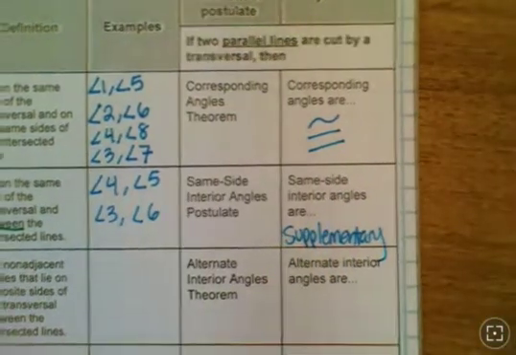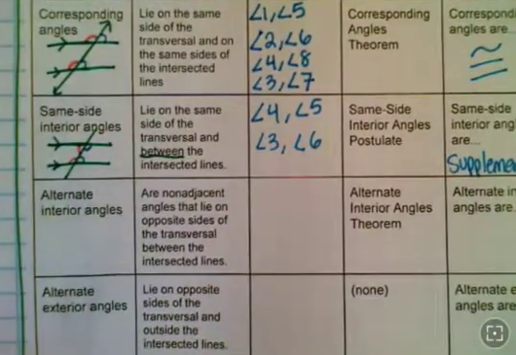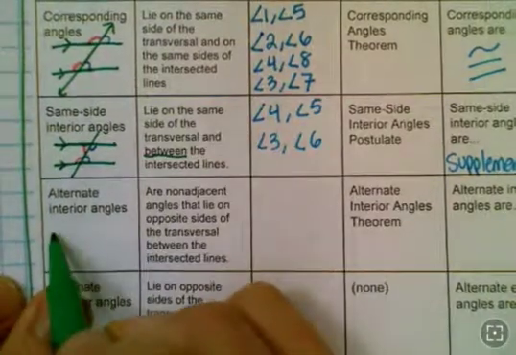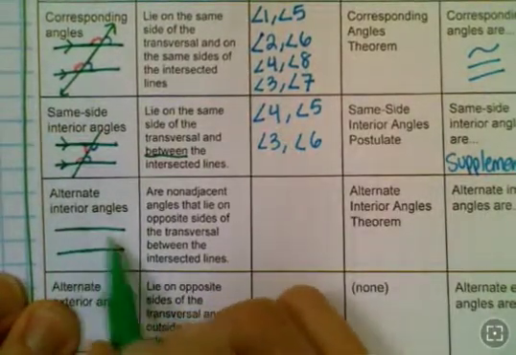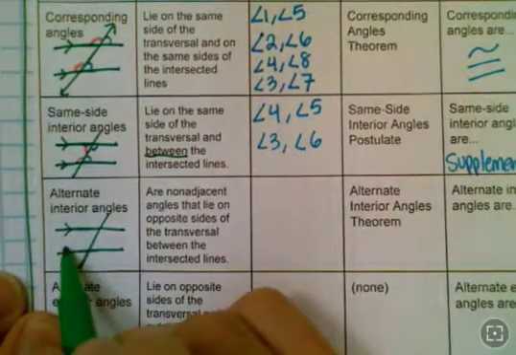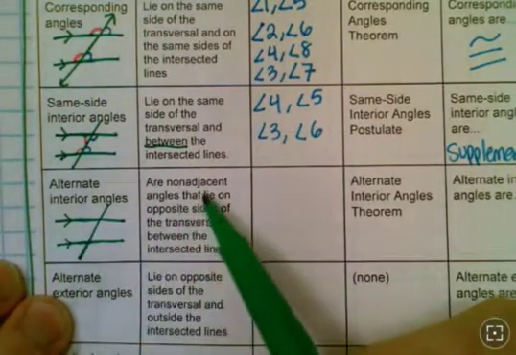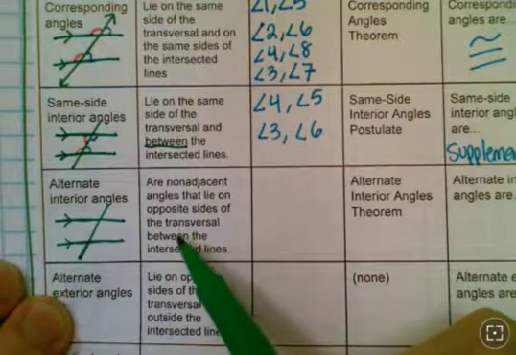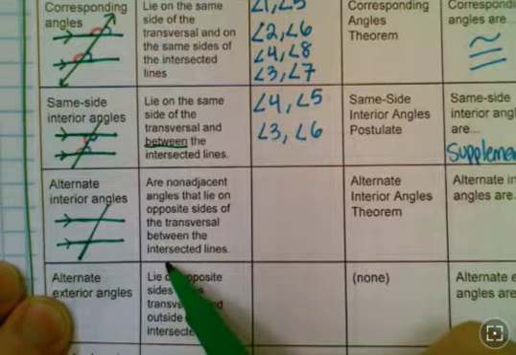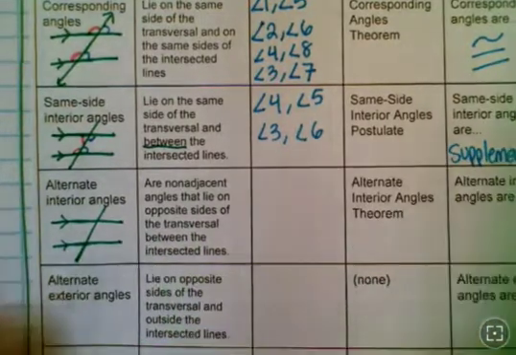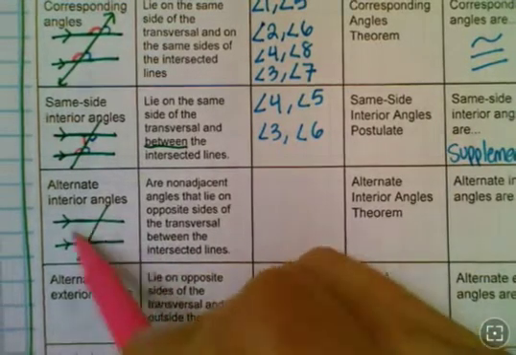All right, moving right along. Alternate interior angles. Draw our little guy again. This diagram is going to become your friend. You're going to get so used to it. Alternate interior angles are non-adjacent angles that lie on opposite sides of the transversal between the intersected lines. So let's see if we can figure that out. Opposite sides of the transversal.